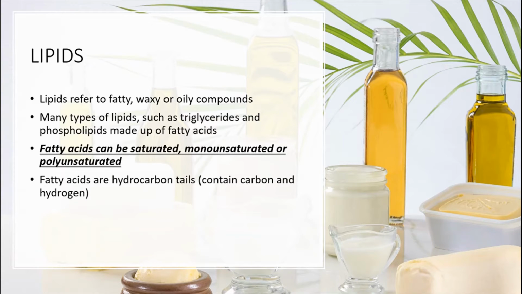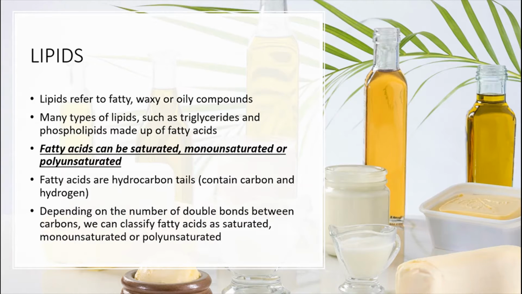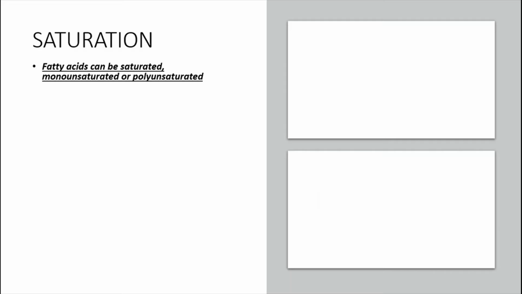So before we delve into looking at what that means, we first need to understand that fatty acids are hydrocarbon tails. Now, while they are made up of carbon and hydrogen, we can also sometimes get double bonds between our carbons. So depending on the number of double bonds between our carbons, we can classify fatty acids as either saturated, monounsaturated, or polyunsaturated. Let's have a look at this in more detail.